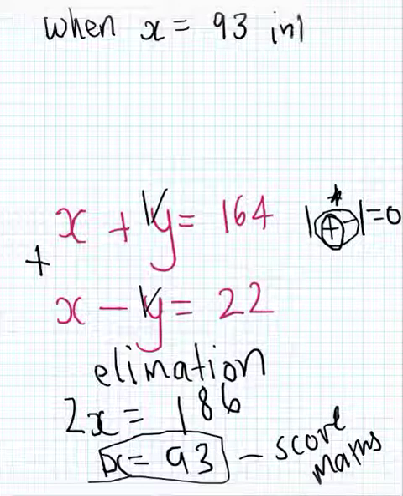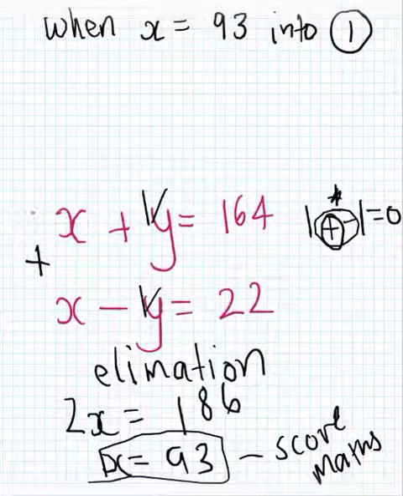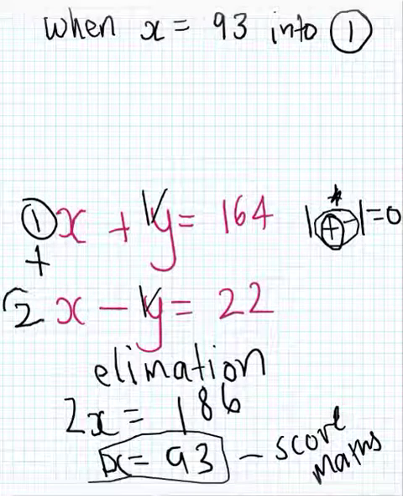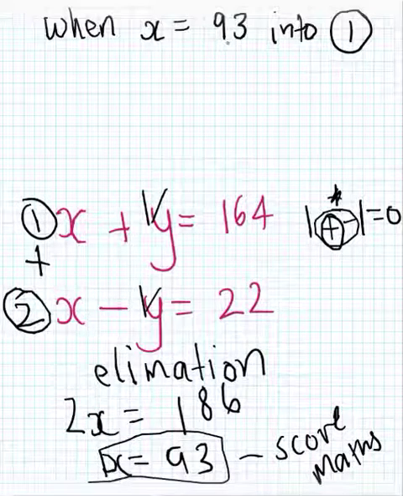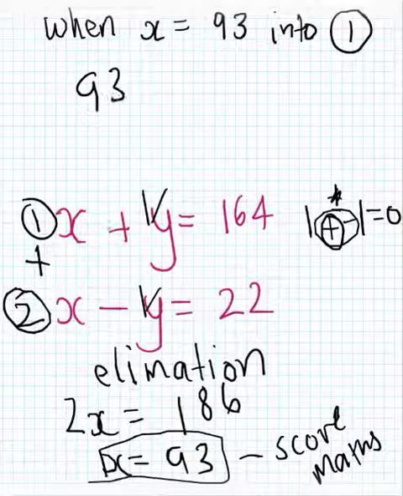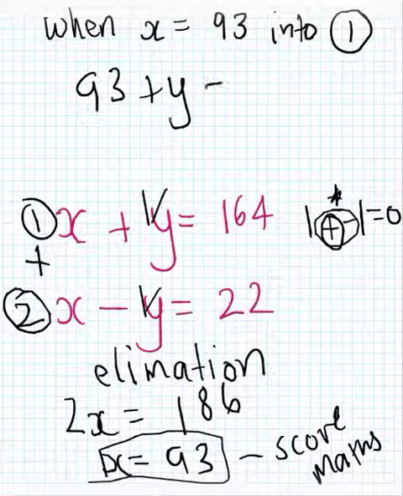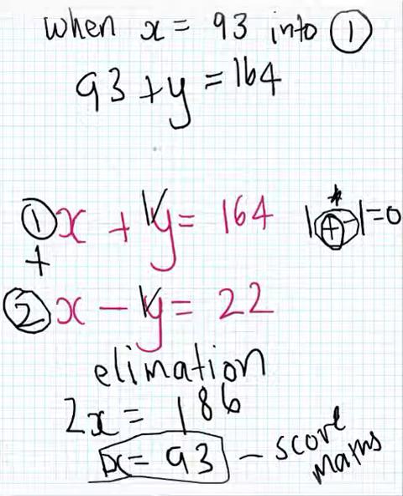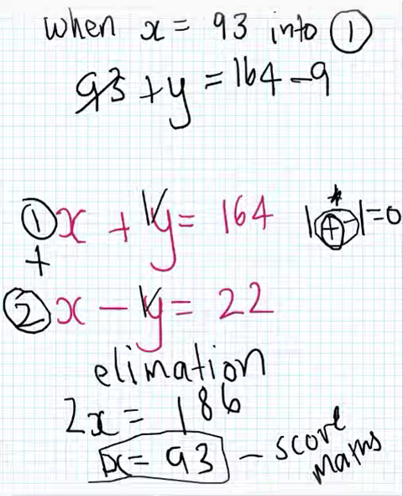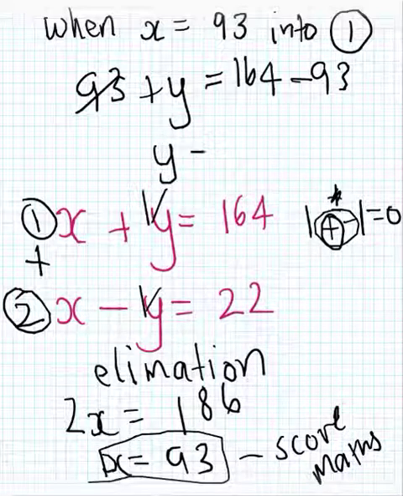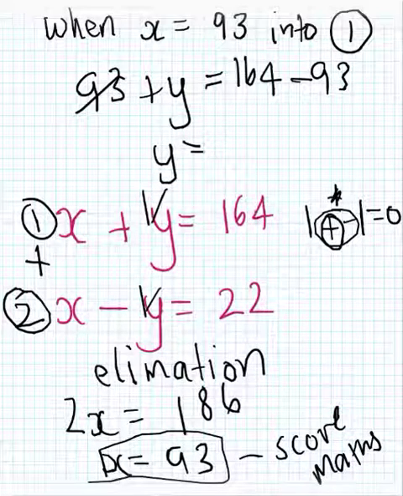So into equation 1. Now I should have labeled these equations to show clear working out, equation 1 and equation 2. So I'm subbing in when X is 93 into equation 1. Okay, so I have 93, it's now plus Y equals 164, and all I've got to do now is solve for y. That's a positive 93. So I take away 93 on both sides to cancel it out. And 164 take away 93 will give me my score for my English work. And it leaves us with 71.